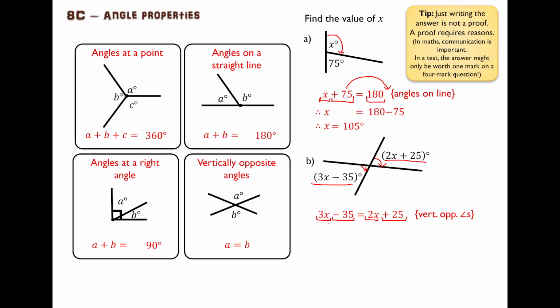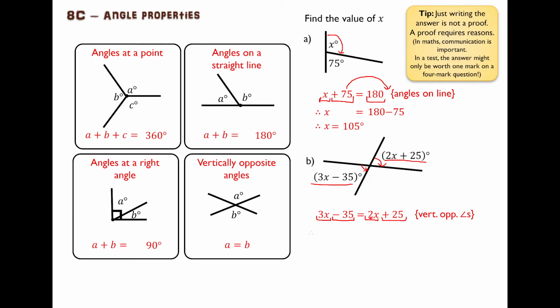So, which of these four terms are unknown terms? They have an unknown in them. This one and this one, 3x and 2x. Which of these four terms do not contain an unknown? They're constant terms. This one and this one, negative 35 and plus 25.